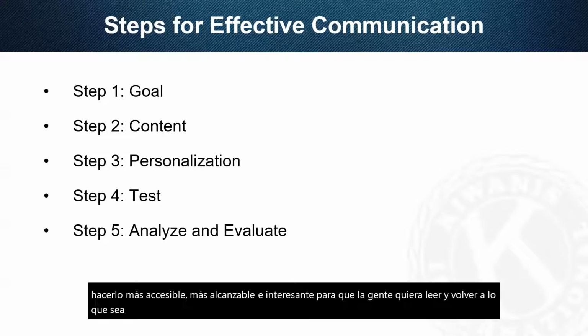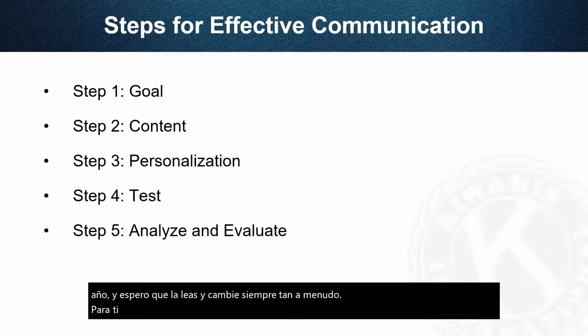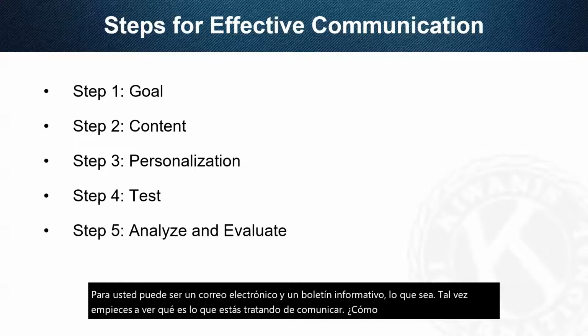For me, obviously, you get the publication. It comes out 4 times a year, and I would hope that you read it. And it changes ever so often. For you, it might be an email, a newsletter, whatever it may be. Start looking at what it is that you're trying to communicate. How are you doing it effectively? Oh, wait, isn't that the title?